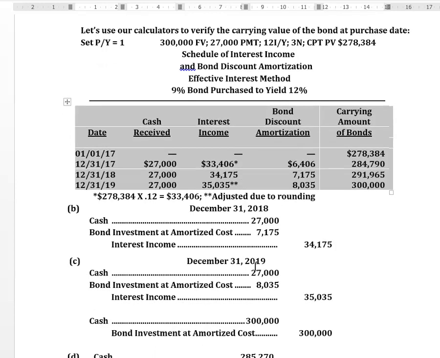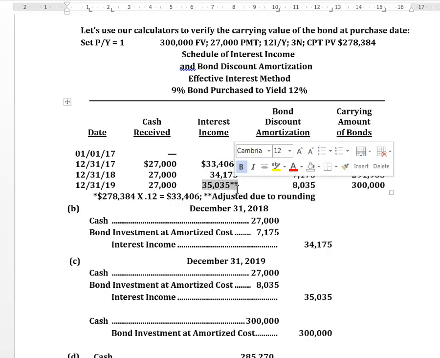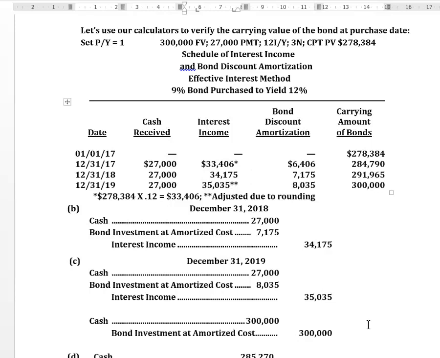Similarly, at December 31st, 2019, all right, going to do a similar thing. We're going to update our interest accounts because we have to book that interest income. So Phantom is going to take in cash because Spider is going to pay them $27,000 in cash. We're going to increase our bond by the amount of discount we're amortizing, which is $8,035, and credit our interest income for what we've got in the table, $35,035. But don't forget, that's the maturity date.